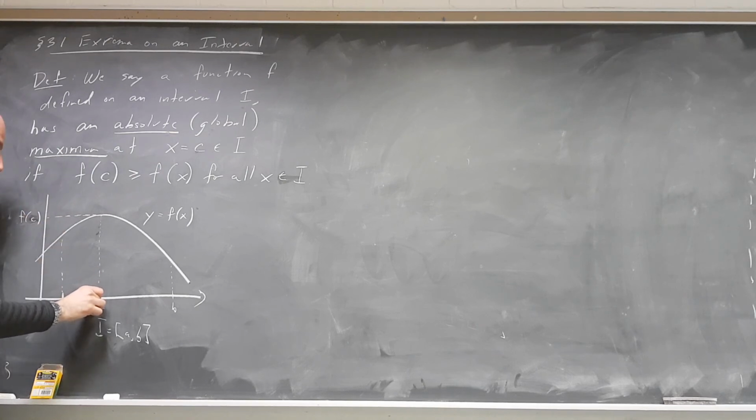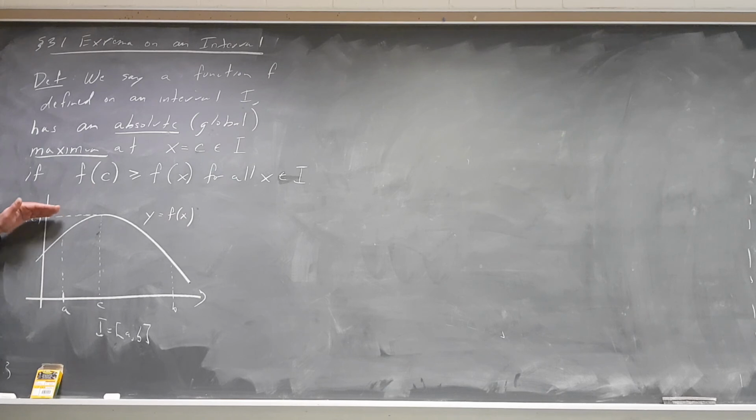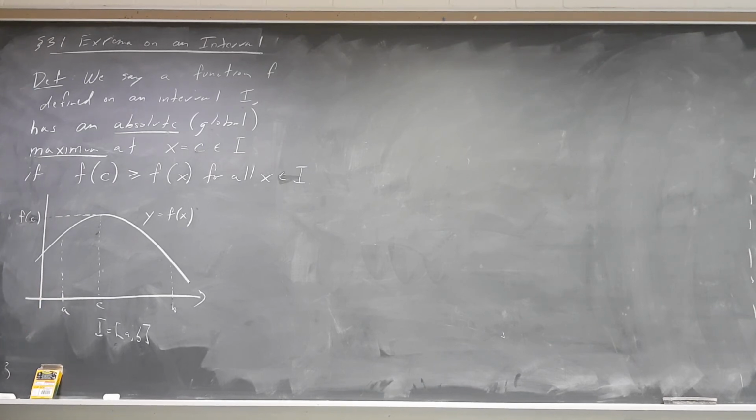And of course, if you plug x equals c in, you get this y value. And I think you can see that this y value is at least as big as any other y value for any other x value between A and B. Hopefully that makes sense. I wish I could ask you whether or not it makes sense, but I'm not really in a position to get an answer from you.